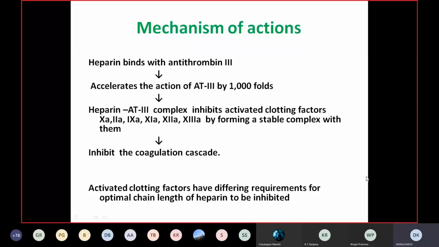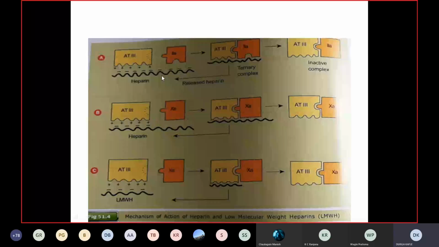You can see here in this figure, this is antithrombin III. This is unfractionated heparin that contains the long polysaccharide chain. You can see here, this is factor II and factor X. So these heparin drugs predominantly inhibit the activated factor X and factor II.